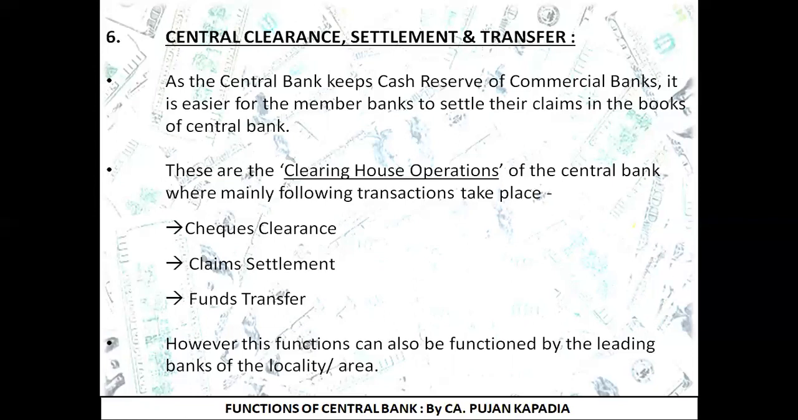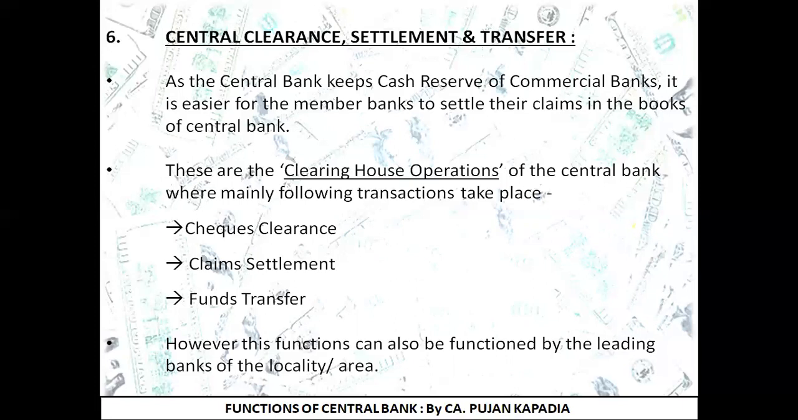So basically, these operations are mainly performed by the central bank of the country. The major transactions included in this are check clearance, which I explained as of now, and claim settlement. Sometimes there can be a situation where one bank needs to pay another bank, and again the settlement takes place in these operations. Last is fund transfer. For example, I have my account with bank A and my friend has an account with bank B. I have to pay rupees 25,000 to my friend. I am doing an immediate fund transfer.